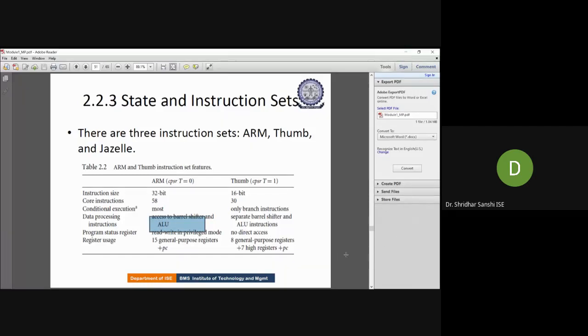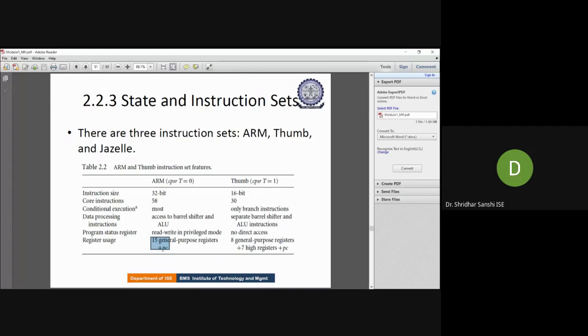Here we have separate barrel shifter and ALU instructions. We have a separate set of instruction sets, and the program status register, where we have read and write in a privileged mode, and here we do not have any direct access. And here we have 16 general purpose registers, sorry, 15 general purpose registers plus the program counter.